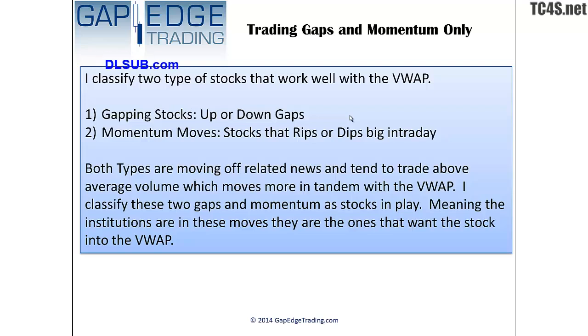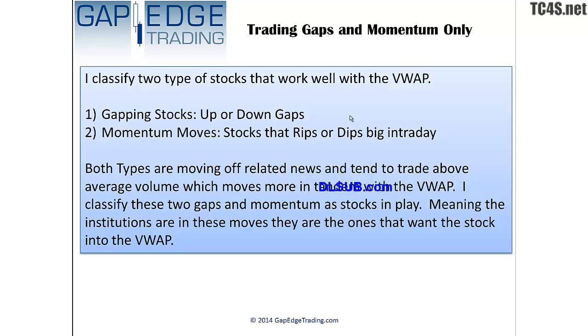Okay? So number one, gapping stocks, which I just went over, up or down gaps. And number two, momentum moves, stocks that rip or dip big intraday based upon news, similar to a gap that occurs in the post and pre-market, where a momentum move occurs during the trading time because news was released, speculation or a rumor or whatever. It all causes the stock to move, and that's all we really care about as day traders, that the stock's moving. We want an opportunity.